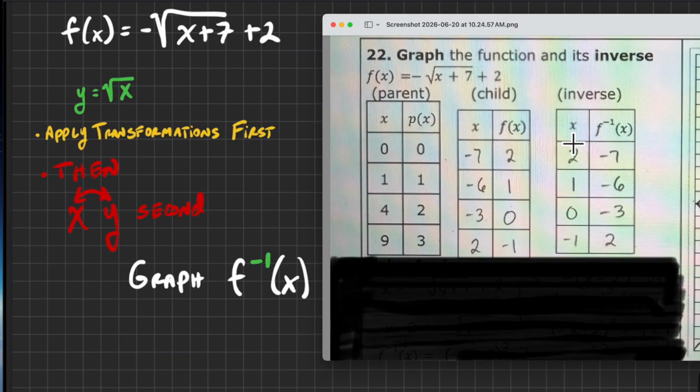Now, to get the inverse, we swap the x and y values. And that gives us the inverse of this f of x function. Again, apply the transformations first, then swap x and y.